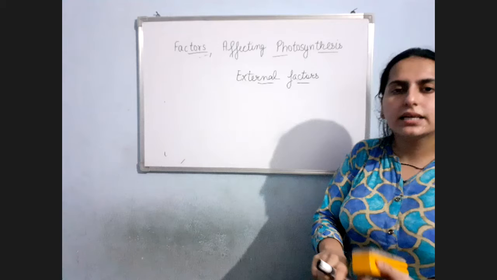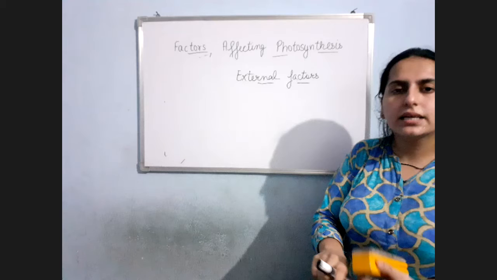As I told you, the blue region and the red region wavelengths are being absorbed by the chlorophyll mostly. So these two regions are where photosynthesis is maximum. And in the green region, the photosynthesis is minimum. I'm just talking about the higher plants. In lower plants and in the algae, you will see variation.